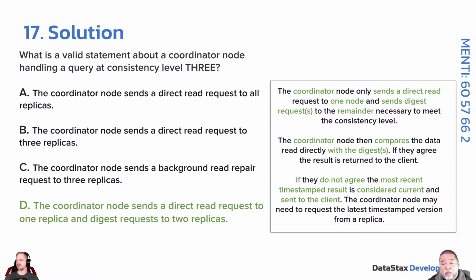If you request that from 3 nodes, you have to wait till all 3 replica nodes send back the data. The coordinator node has to wait for all 3 before it can respond to the consumer. What the coordinator really does is D. It sends a direct read request. In other words, it asks for the entire data from one replica and then asks for a digest, sort of like a checksum of the data from the remaining number required to meet that consistency level. And since the level is 3, the remainder is 2.